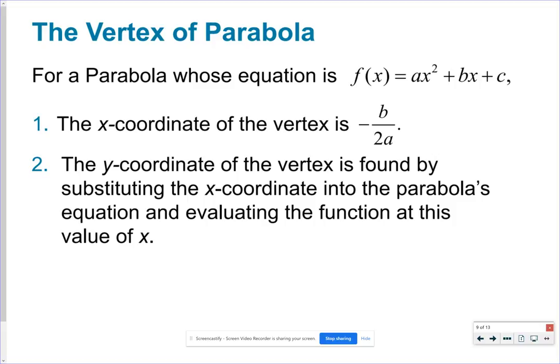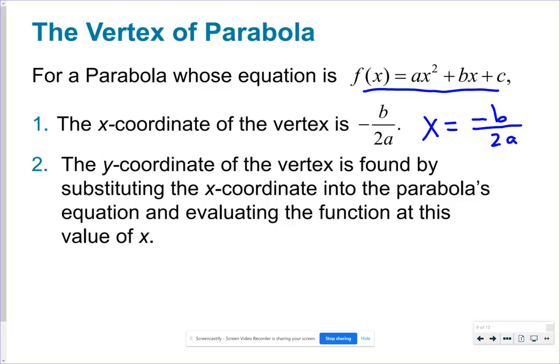How do we find the vertex? That is a key point for the parabola. If the function is written in its standard form, where a is not 0, the x-coordinate of the vertex has to be at negative b over 2a. Let me show you how I usually do this. I usually write it as negative b over 2a like that. Makes my calculations a little easier usually. I don't make mistakes with the negative signs. So negative b over 2a.